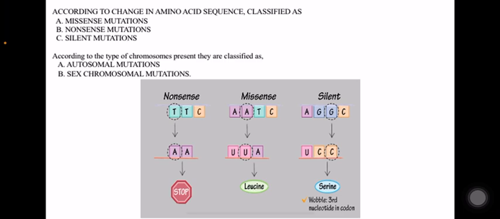Then we have classification based on the type of chromosome present, that is autosomal mutation and sex chromosomal mutation. Autosomal mutation occurs in autosomal chromosomes, whereas sex chromosomal mutation occurs in sex chromosomes.